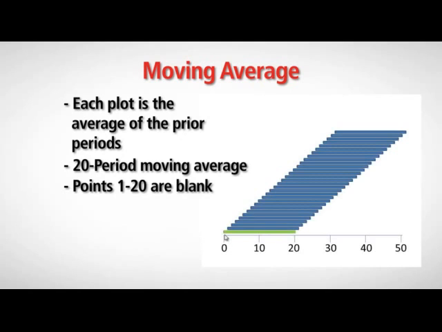When we look at a plot of a moving average, points 1 through 20 are blank. Why? Because on period 19, I won't have 20 points over which to average. Usually we can look back and get the prior 20 periods at any point in time, unless an asset, for example, is new to trading.